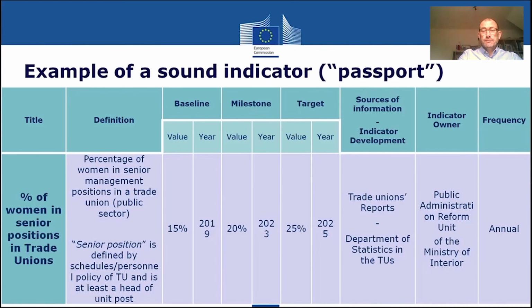Next to that, we have sources of information. So the sources that we'll use for this are the trade union report, and the Department of Statistics within the trade unions is the source of the data, the generator of the data. The institution who owns the indicator, i.e. the people who have to go and collect this data and report on it, is the Public Administration Reform Unit of the Ministry of Interior, and the frequency that we collect data to report on this is annual.